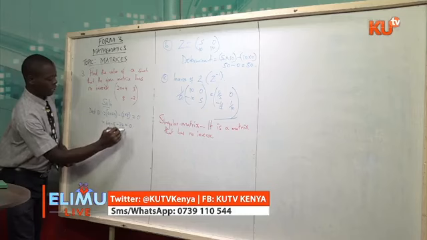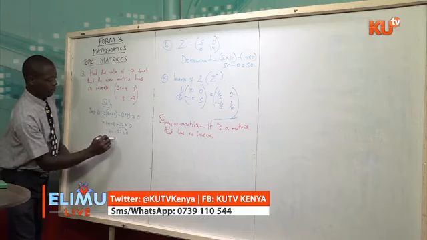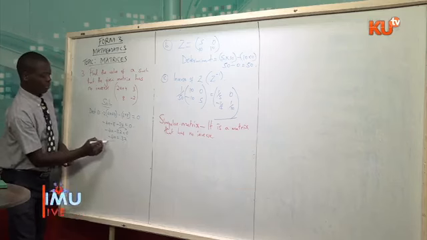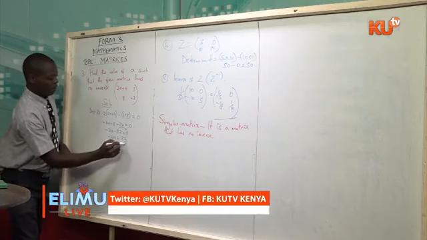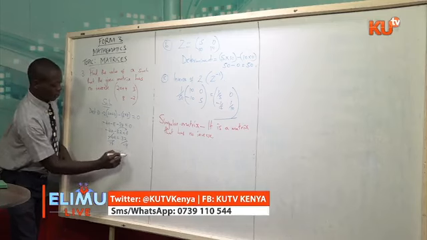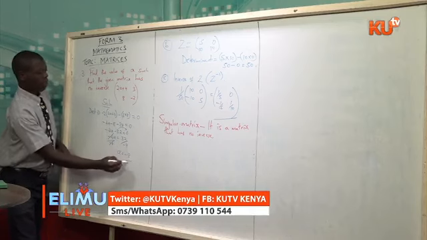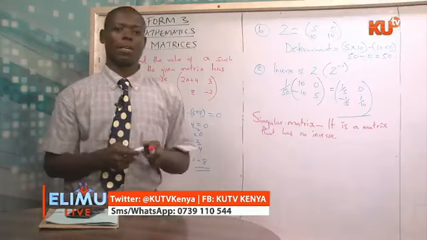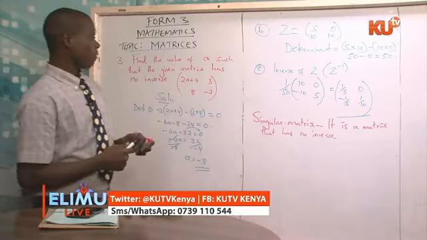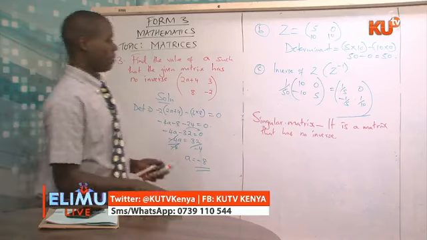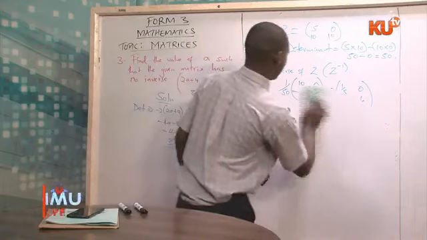Take this to the right side. Minus 4a is equal to 32. Then divide by negative 4. This cancels out, and a is equal to negative 8. So it means the value of a for that matrix to be singular, or to have no inverse, is negative 8. That is our question 3.